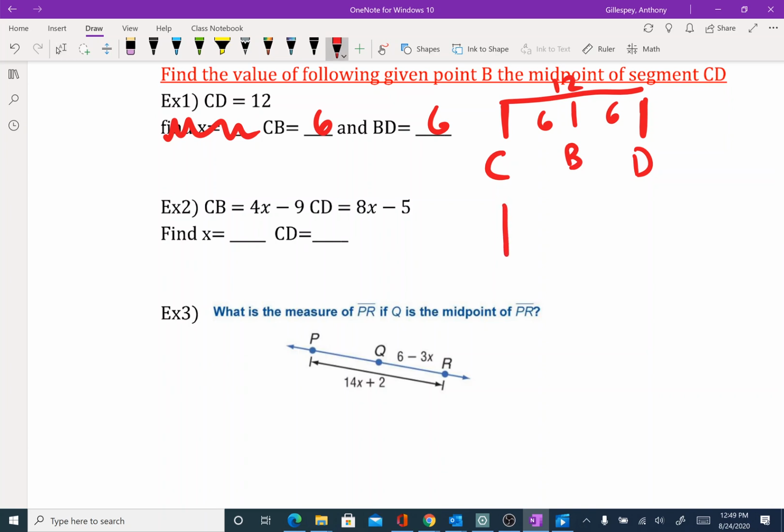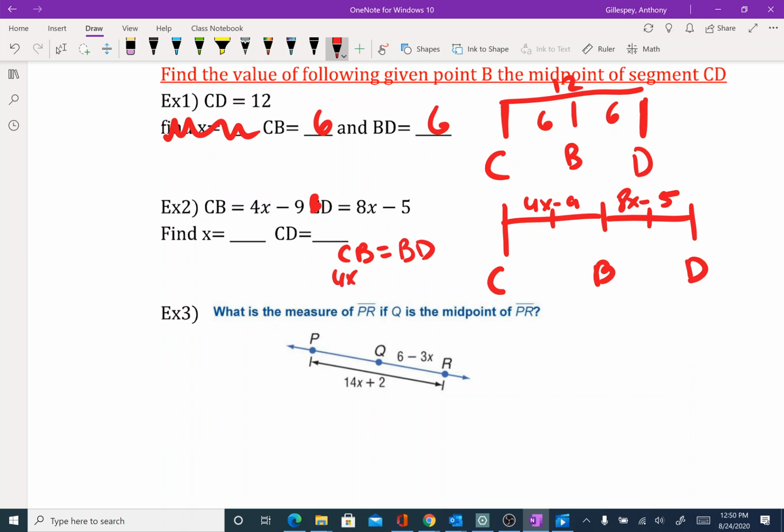All right, same problem again. C and D, and B's in between them. What do I know? I know CB is 4x minus 9, and I know BD is 8x minus 5. I think that was a typo; I meant that to be BD. So now what do we have to do? Since B is the midpoint, that would make these equal to each other. CB is equal to BD because it's the midpoint. So that means 4x minus 9 is equal to 8x minus 5.